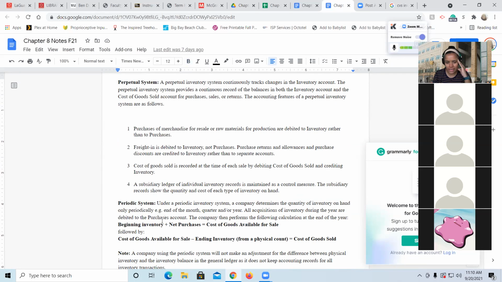And then under periodic, the company only determines the quantity of inventory on hand periodically, for example, end of the month, quarter, or year. That's what I said before. All acquisitions of inventory during the year are debited to a purchases account. So you don't use inventory, you use an account called purchases. The company then performs the following calculation at the end of the year. We look at what is in the beginning inventory. Where does the beginning inventory come from? Anybody? How can we have beginning inventory?